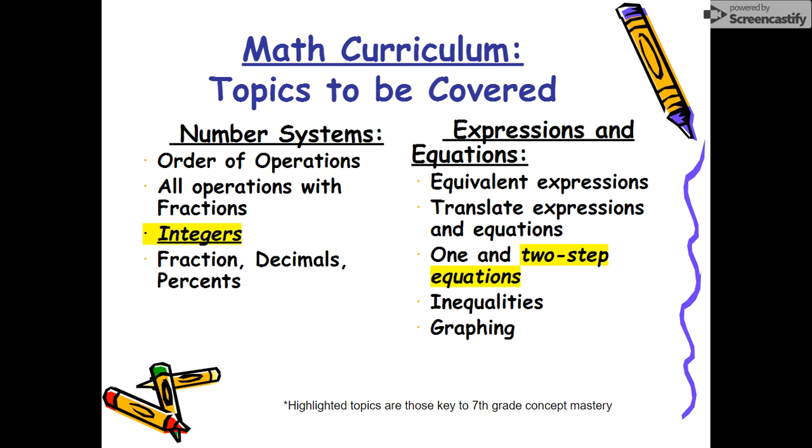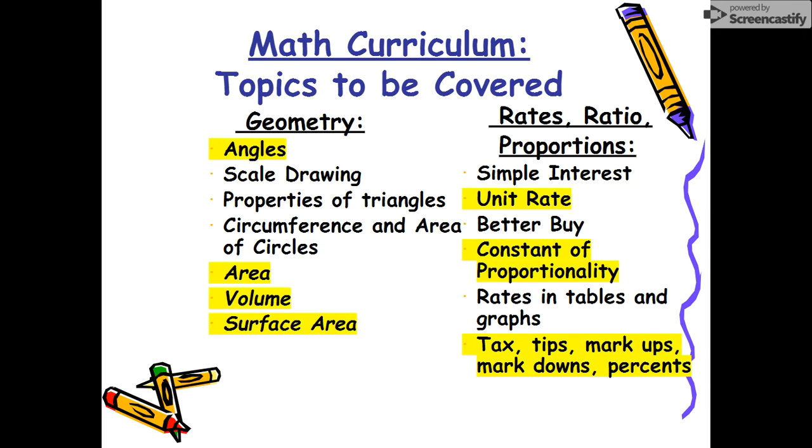The topics we will cover in your Math 7 class include number systems with the focus on integer operations, expressions and equations where students are responsible for solving several types of equations, including two-step and multi-step equations, geometry with the focus on angles, area, volume, and surface area, as well as circles, rates, ratios, and proportions, where students will identify the constant of proportionality from a table, graph, or equation, as well as be able to solve problems with percentages.